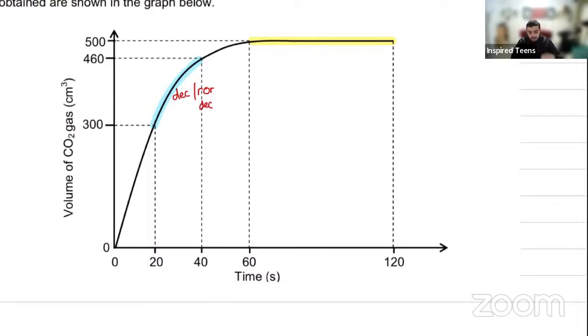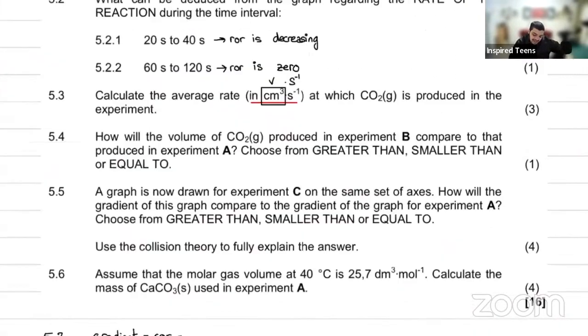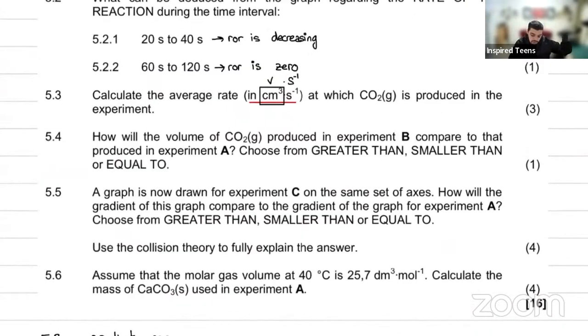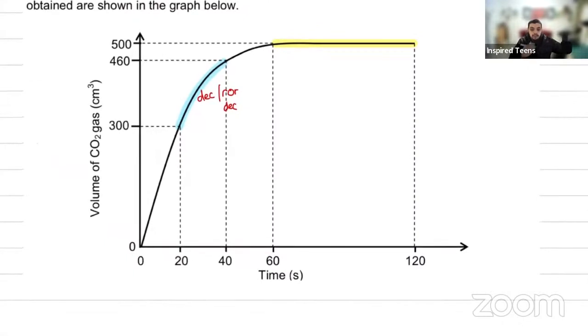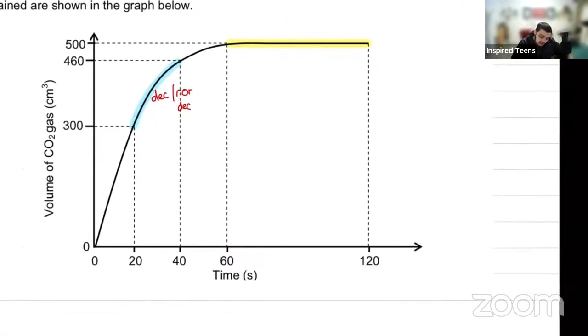They want the overall rate of reaction. Let's look at the question again: calculate the average rate at which CO2 is produced in the experiment. So they don't want it between a specific time. When they say calculate the average rate, you want to go to the end and to the start. That's how you calculate the average rate for the entire experiment. So you're going to calculate the gradient between these two points.